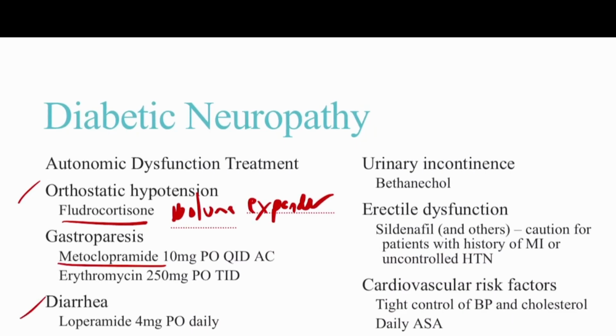Diarrhea, they may have that as well. You give loperamide. Urinary incontinence, erectile dysfunction, cardiovascular risk factors. Watch out for all those things too. When you're treating your patients, yes, they're coming with a diabetic peripheral neuropathy, but make sure that they're well controlled in their diabetes, and if they're smoking, make sure you mention that patient should stop smoking, and so forth.